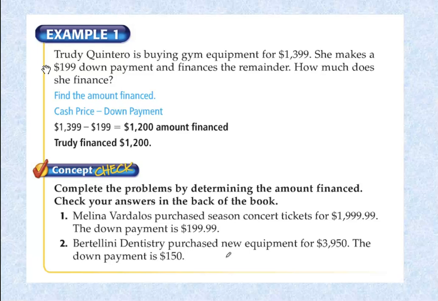Let's look at some examples. Trudy Quintero is buying gym equipment for $1,399. She makes a $199 down payment and finances the remainder. How much does she finance? So when it just gives you a price, all you're doing is taking this, subtract this. So 1,399 subtract 199, and you get the amount she's going to pay. Okay, pause the video, work number 1 and 2, and then I will work number 1 and 2.